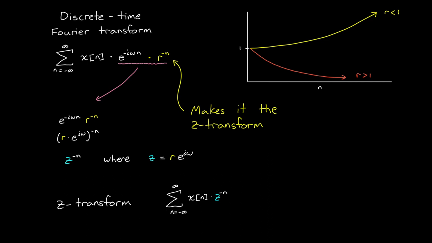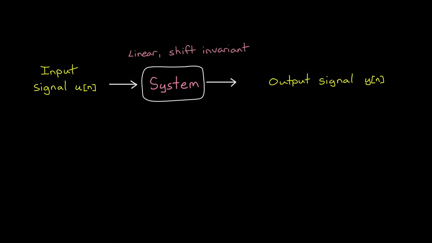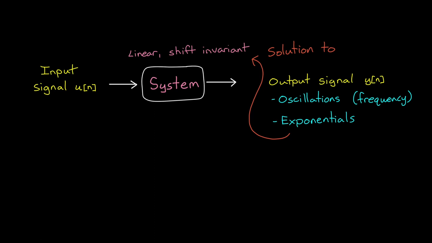Now, why is this important for understanding the system itself? If a system can be modeled as a linear shift invariant difference equation, then we can guarantee that the output will contain both frequency content and exponential content, because the solution to a linear shift invariant difference equation contains both of those components. And if we understand the frequency and exponential makeup of the response given a known input, then we can know exactly the system that generated that response.